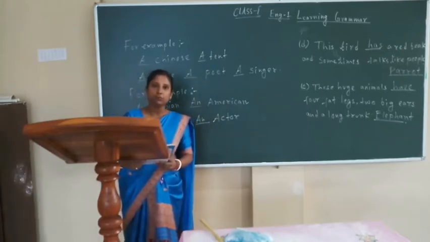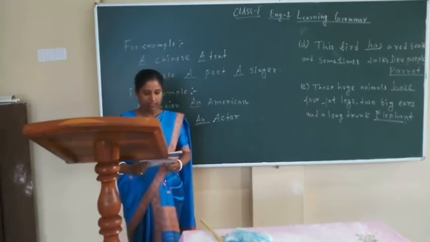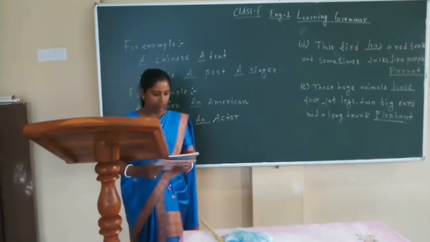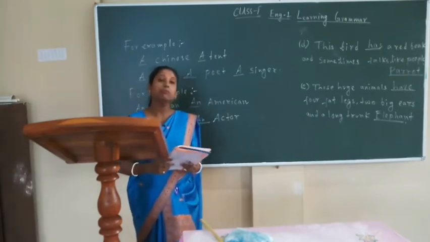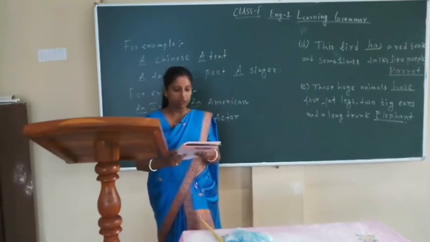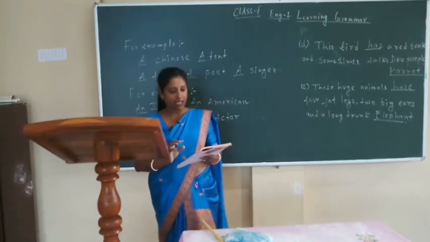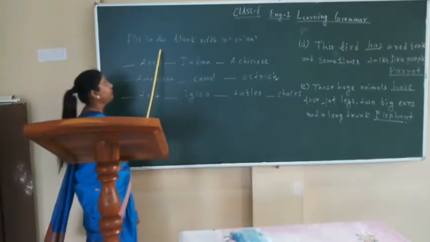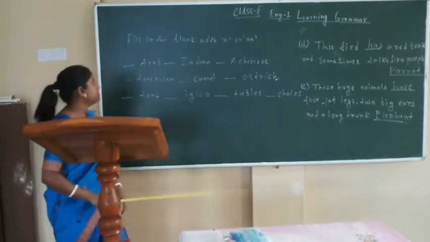Now, from your textbook, English 1 textbook, go through page number 66. You will see here some questions are given. Read the words below. Put a or an correctly before each word. If the word is in plural, then leave the blank empty. Fill the blanks with a or an. Now, can you say the answer?